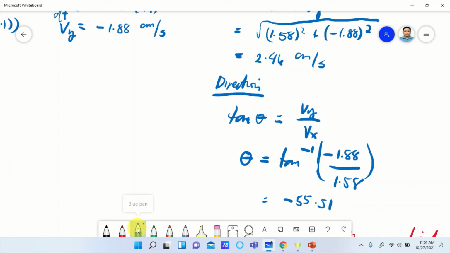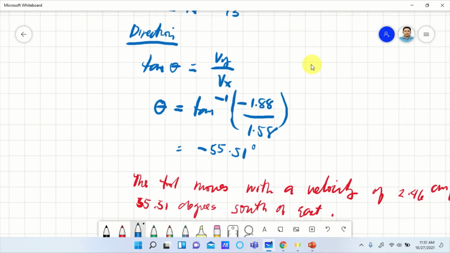And if you look at the velocities of the moving object, it's directed to the fourth quadrant, because your vy is negative and your vx is positive. So therefore it is directed towards south of east, if we are referring to the Cartesian plane.